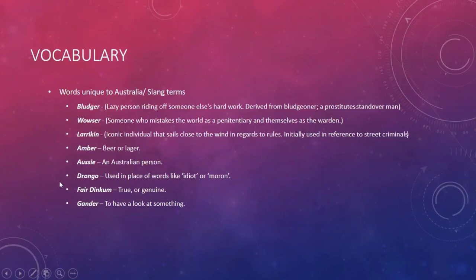So you got a new word, a swear word, drongo. And then fair dinkum means true, genuine. Fair dinkum is used to say truly. And then gander is to have a look at something. Okay, gander means come and have a look at this.